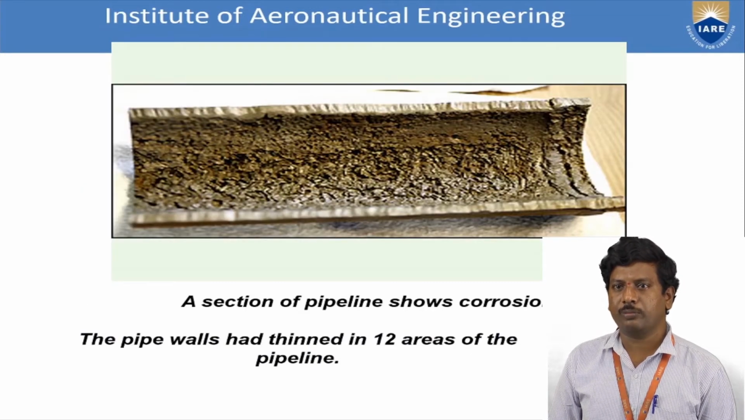So in the case of pipelines, how does corrosion take place? A section of the pipeline shows corrosion. The pipe walls had thinned in the hollow areas of the pipelines. That means rapid corrosion takes place on the internal walls because various elements interact with the inner walls of the pipes, especially in a wet medium.